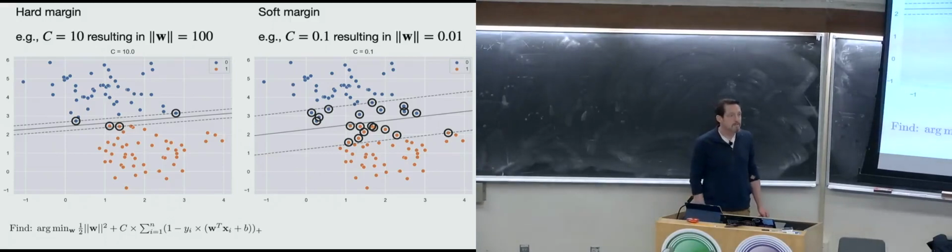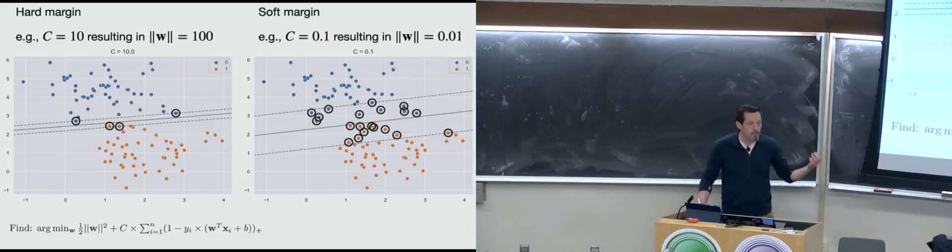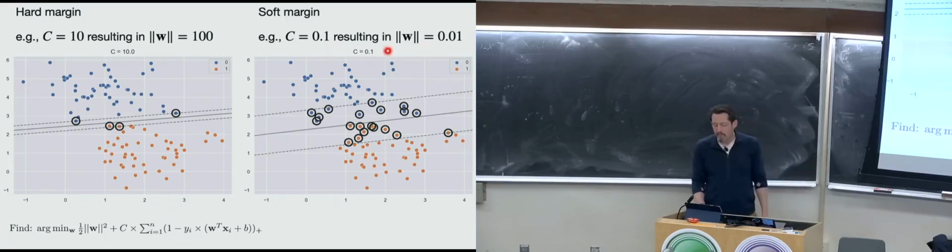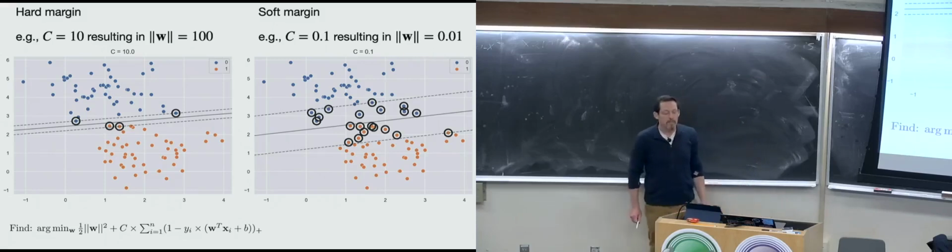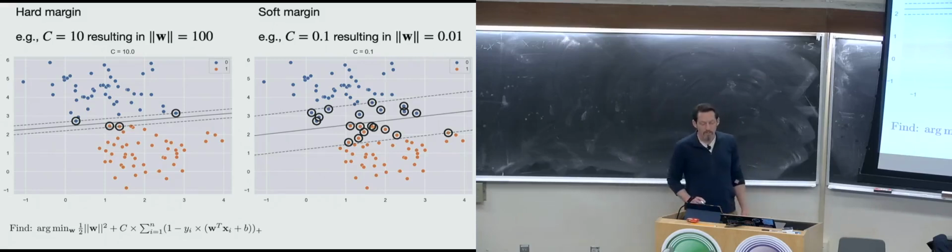Okay? When I pick a small C, that results, because we're weighting the hinge loss less and the margin size more, in a much smaller weight vector. That much smaller weight vector means the margins are bigger, but we've allowed some stuff in the gutter, right? We allowed stuff in the gutter. That hinge loss term had much less influence.